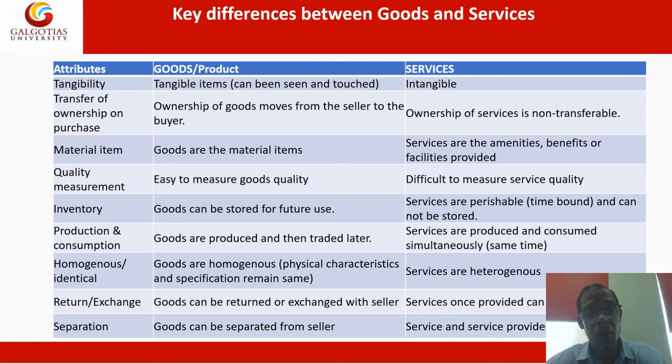Return or exchange. Goods once sold can be returned and can be exchanged also. But services, once provided, cannot be returned. Goods are separated from the seller: the seller can be somebody and the manufacturer can be somebody else, but in case of selling services, the service provider and service seller remain the same. They are not separable.